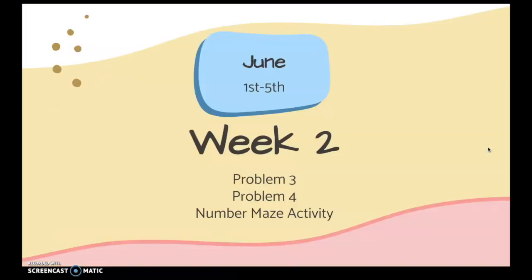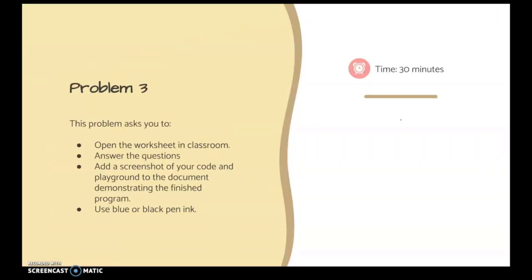So let's stop and take a look at the actual individual activities that we're going to be doing this week. First up is problem 3. Problem 3 asks you to open the worksheet in Classroom and answer the questions. You're going to add a screenshot of your code in the playground to the document demonstrating the finished program. That means you need to use the pen tool and you need to use blue or black ink. We had a serious issue with some lime green ink or lack of pen tool last week, and we were unable to see the path easily.